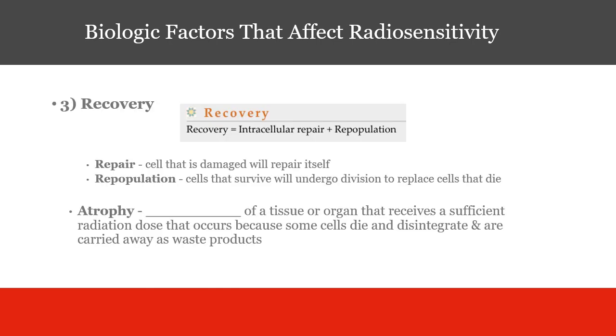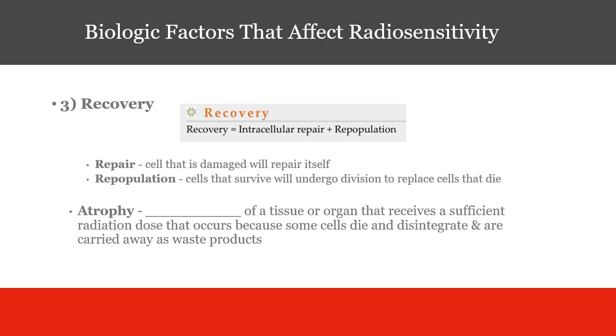The third thing is looking at recovery. Recovery is known to be the addition of not just repair, but also repopulation. So if you think about it, if you get a cell that's damaged, it's going to repair itself, but then we have to also have repopulation occur to have cells that survived undergo division to replace the cells that died. So that repopulation could be due to mitosis. We've got the repopulation going on from parent cells to daughter cells.